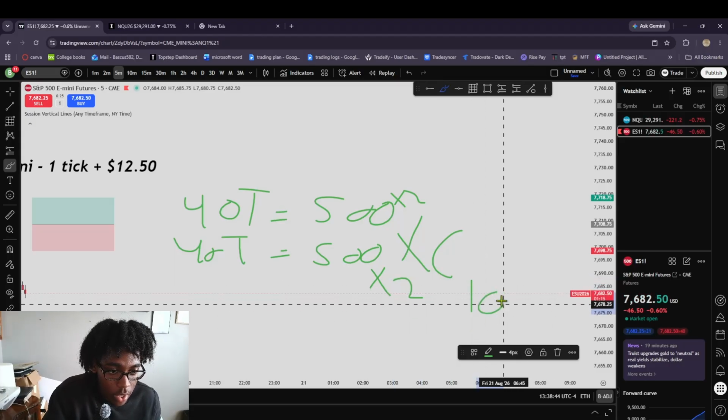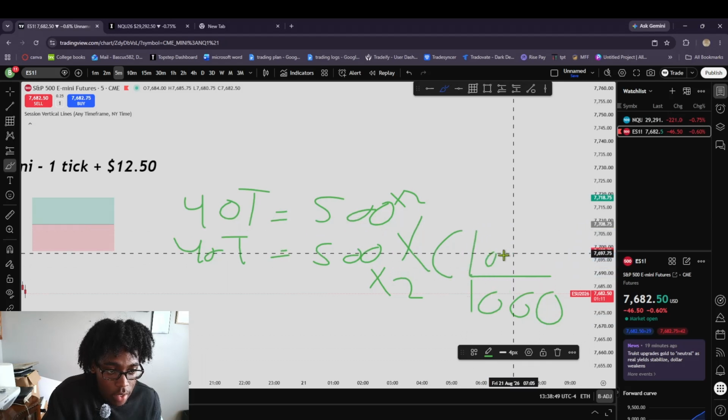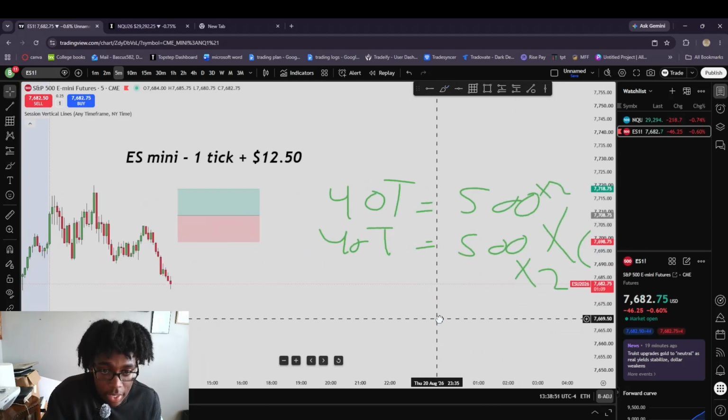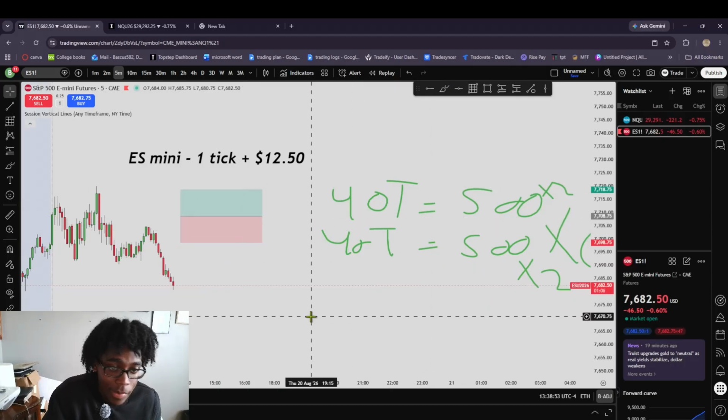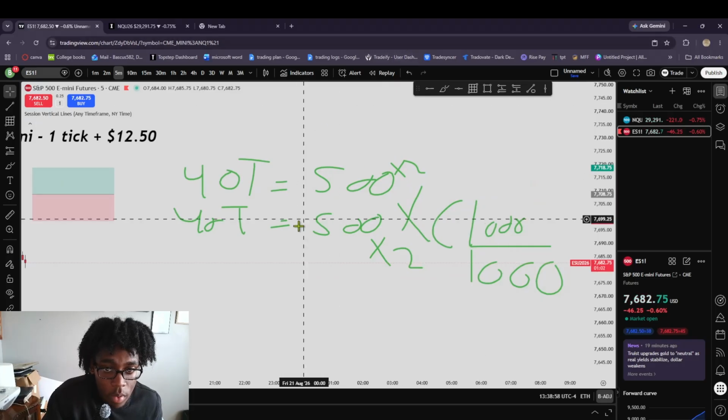And in this case, you would get $1,000 on a simple 40 tick trade. Okay. Very, very simple. All right, y'all. I don't know where that accent came from, but yeah, pretty simple math for you guys.